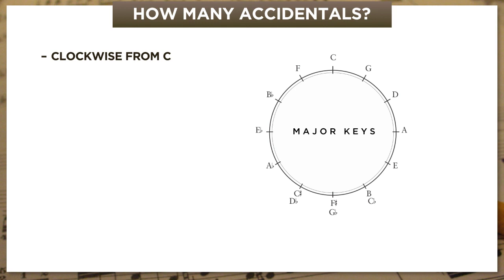Moving clockwise from C on the circle of fifths, we add a sharp at every station along the circle. So I'm sure you know that the key or the scale of C has no sharps and flats. But when we get to G, we add 1. We get to D, we have 2, 3 sharps in the key of A, 4 sharps in E, 5 in B, 6 in F sharp, and 7 in C sharp. And indeed, by the time we get to C sharp, we've sharpened all 7 notes of the scale.